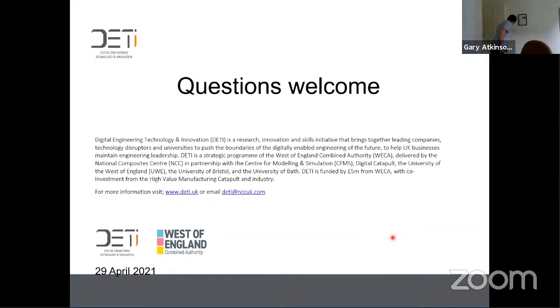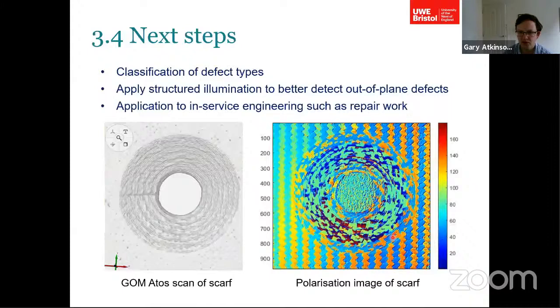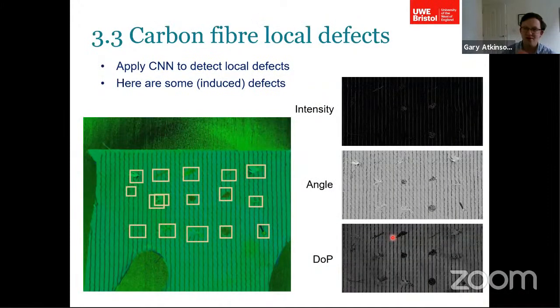So this is how, Dr. Vasquez, how quick is the identification of defects? So I assume you're talking about these defects.